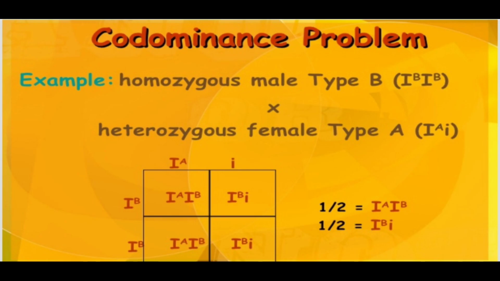Let's see the codominance problem. If a homozygous male has type B, IB-IB, and a heterozygous female has type A, IA-IO. So after crossing, we will get half IA-IB and half IB-IO. That means 50-50% of both of them.